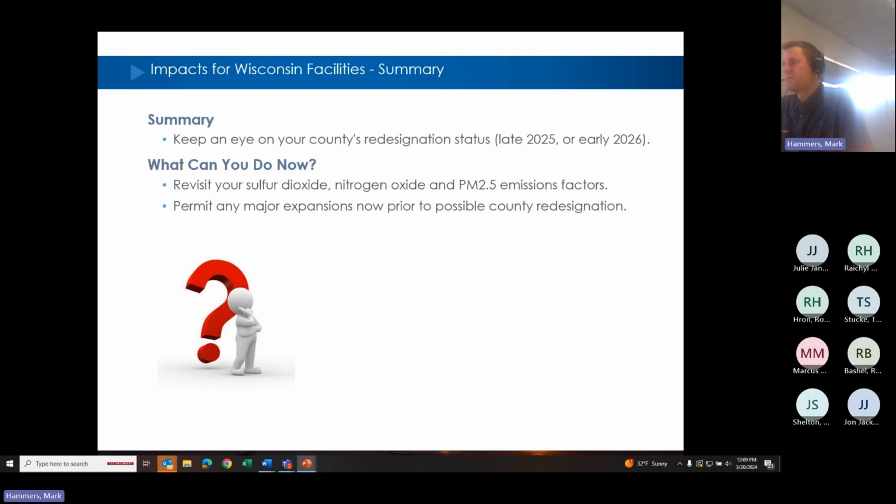And then, yeah, just really keep an eye on whether or not EPA approves those exceptional events, right? Because if they don't approve the exceptional event for those Canadian fires, well, then we're not just talking about Milwaukee and Waukesha County. We're talking about a lot of the counties in southern Wisconsin that are going to be impacted by this.